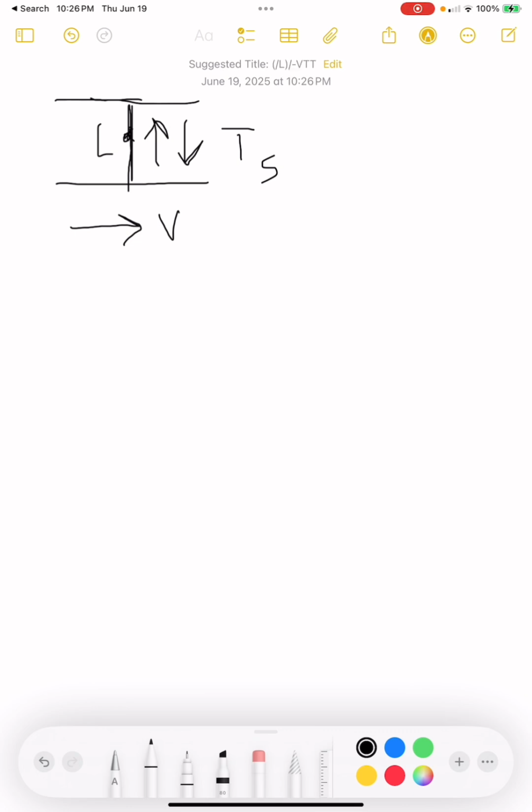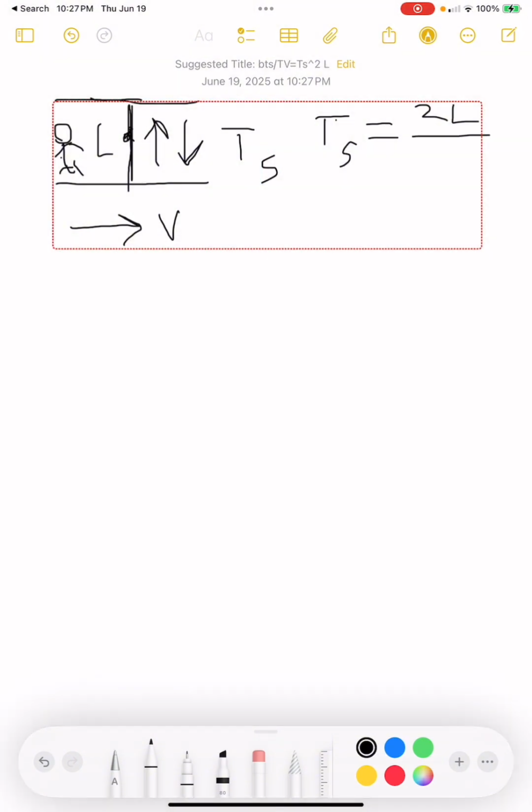But for us in this moving frame, this is how we will experience it. Now, for someone outside, they're going to see it a little differently. But first, from here, we can see that T of S is going to be 2L over C.